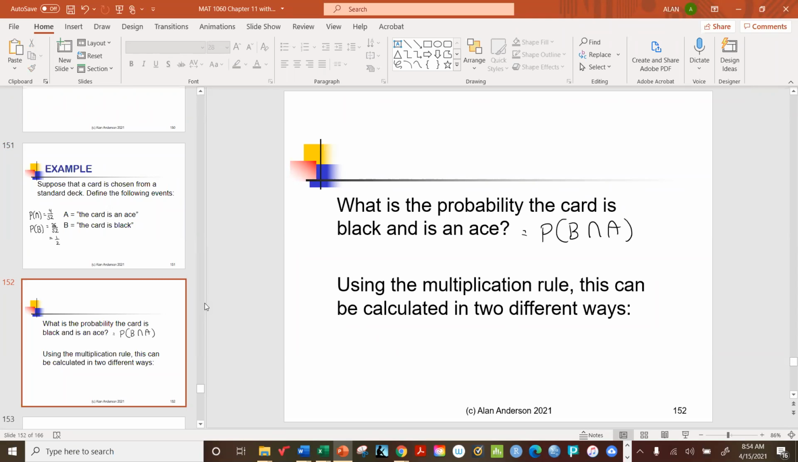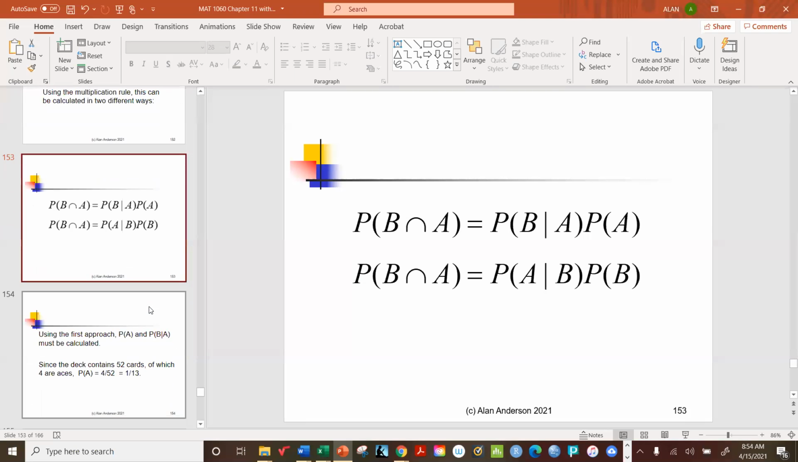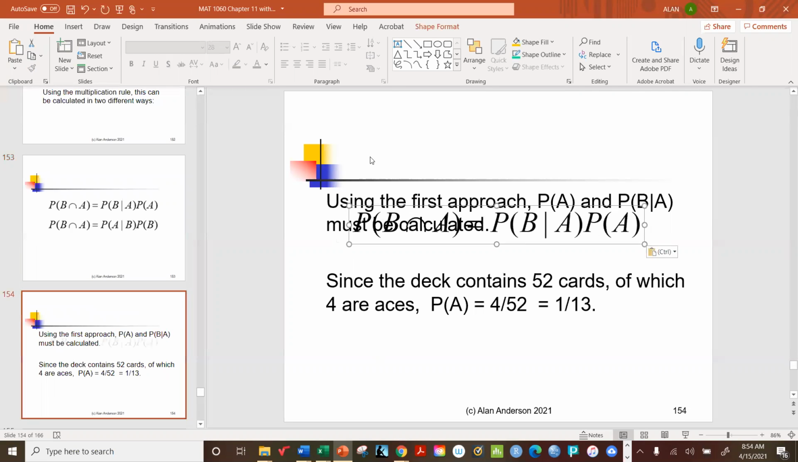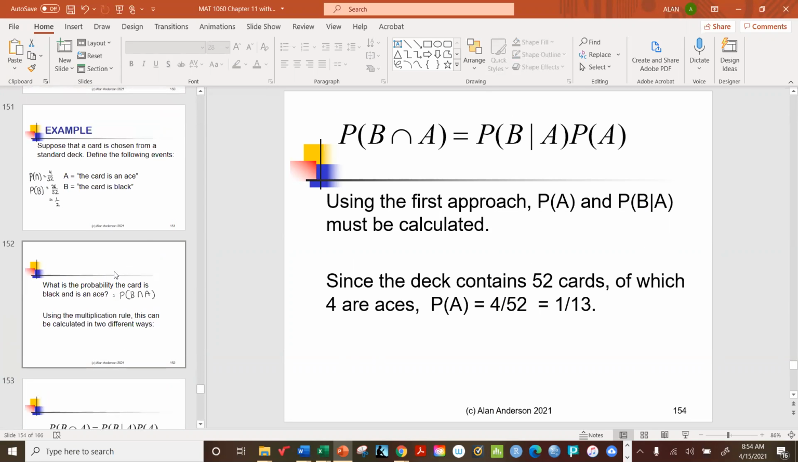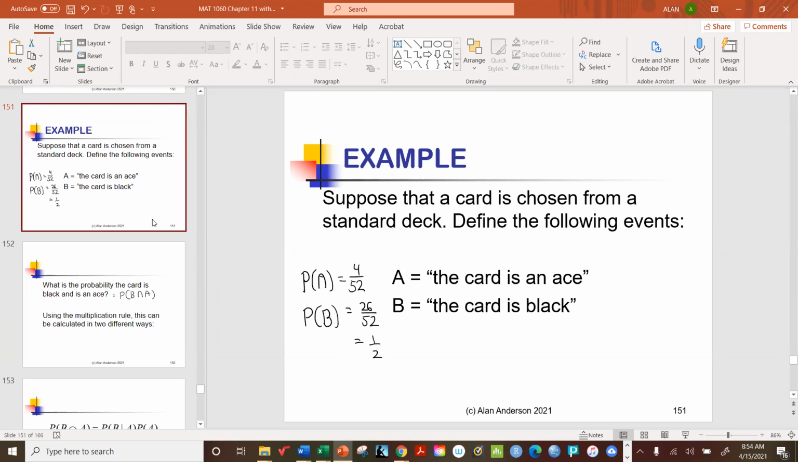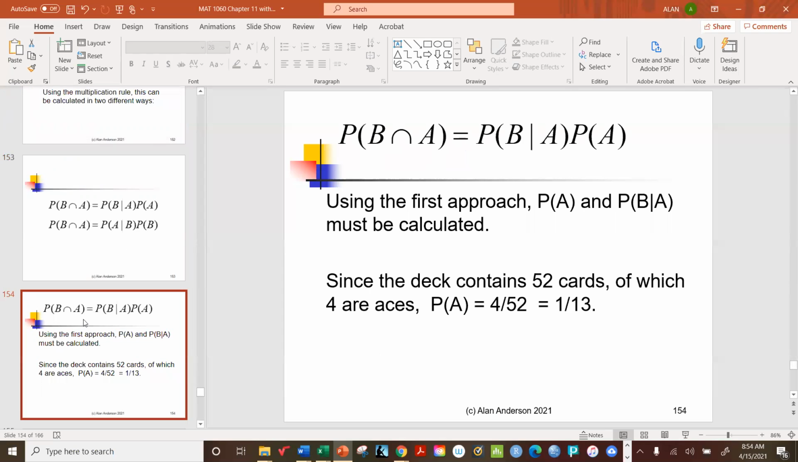All right, well, let's try this with the multiplication rule. And of course, there's two ways of doing this, as we've seen. So let's start with the first approach. So that means we need to know the probability of B given A and the probability of A. Well, A is easy. We've just seen that it's 4 out of 52 or 1/13. Actually, I might as well put that in here as well. Okay, so that's easy. The trickier part is B given A.